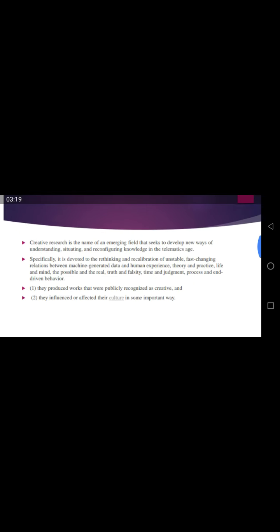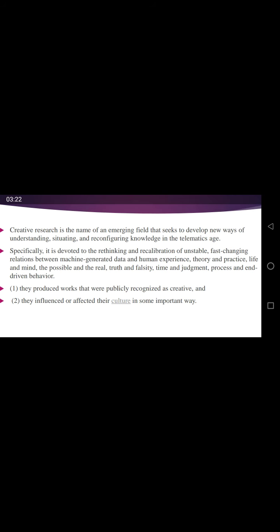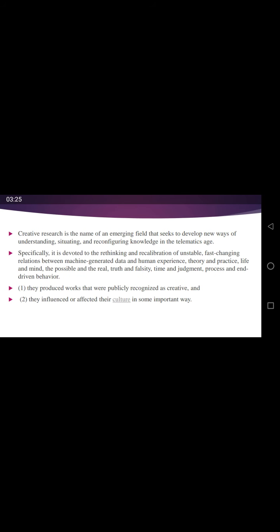Now, creative research is the name of an emerging field that seeks to develop new ways of understanding, situating, and reconfiguring knowledge in telematic ways. What I want to say is that creative research is nothing but research only, okay?